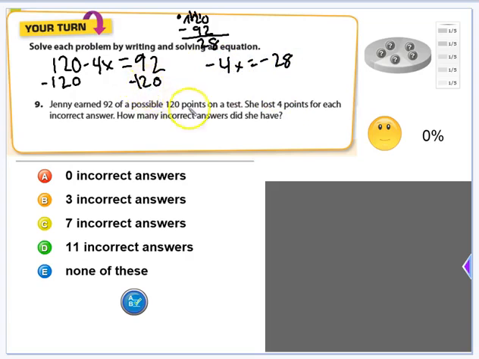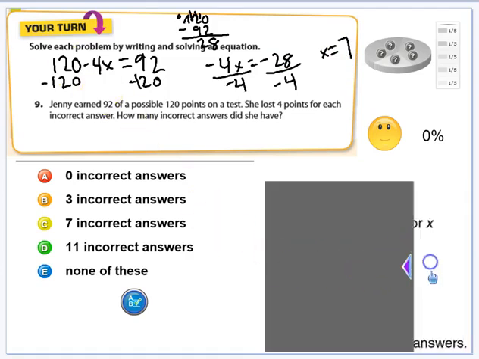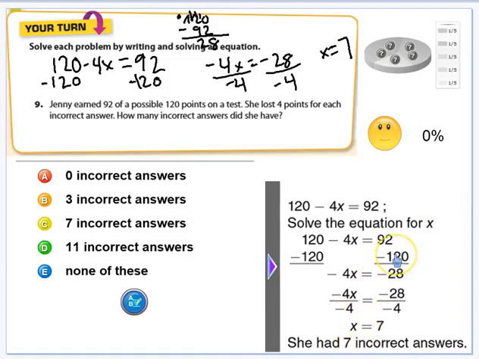The bigger number was negative. So I need the variable by itself. This is multiplication. I will have to divide. Since I did it to the left side, I must do it to the right side. So after everything is done, negative divided by negative makes a positive, and 28 divided by 4 is 7. So Jenny got 7 questions wrong. She had 7 incorrect answers on her test. Okay?